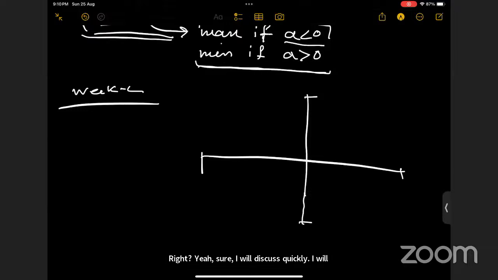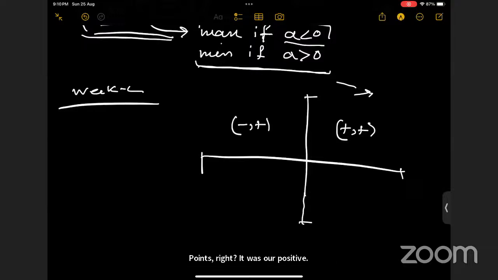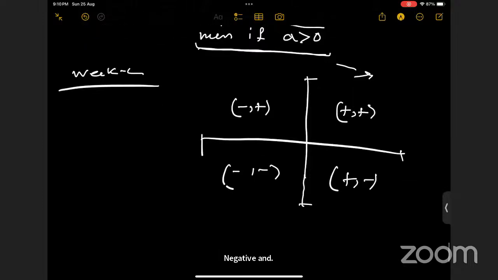So in coordinate geometry, we have seen that we have a coordinate system. This was our Cartesian coordinate, right? So here we know how to determine the signs of the points: positive, negative, positive, negative, and positive, negative, right? All of you are aware about that.